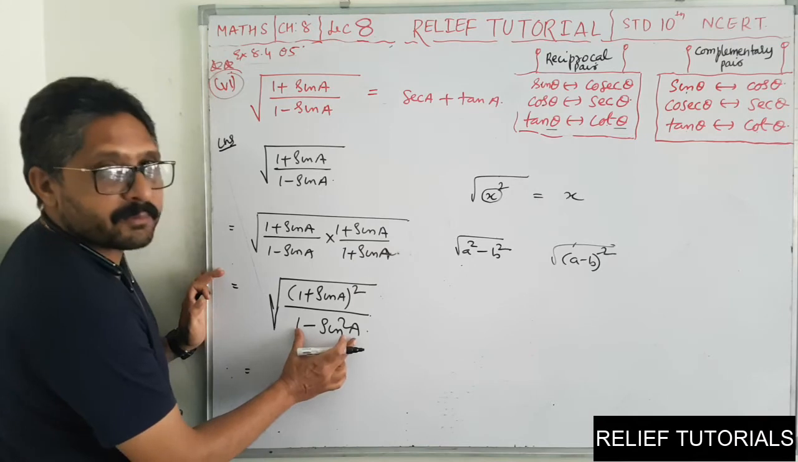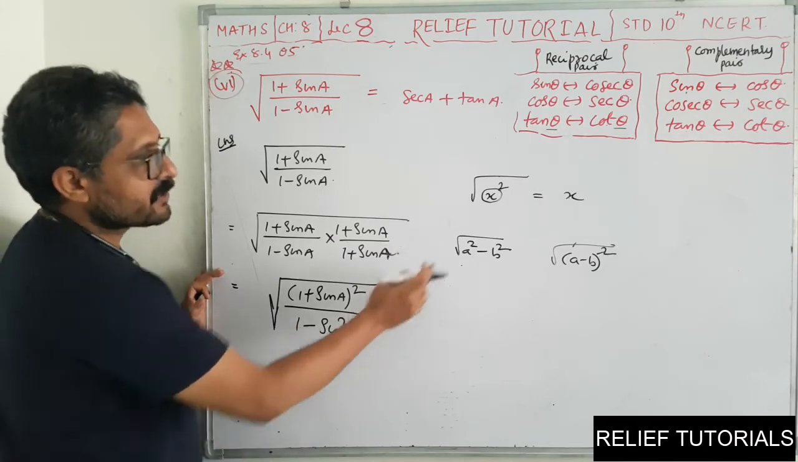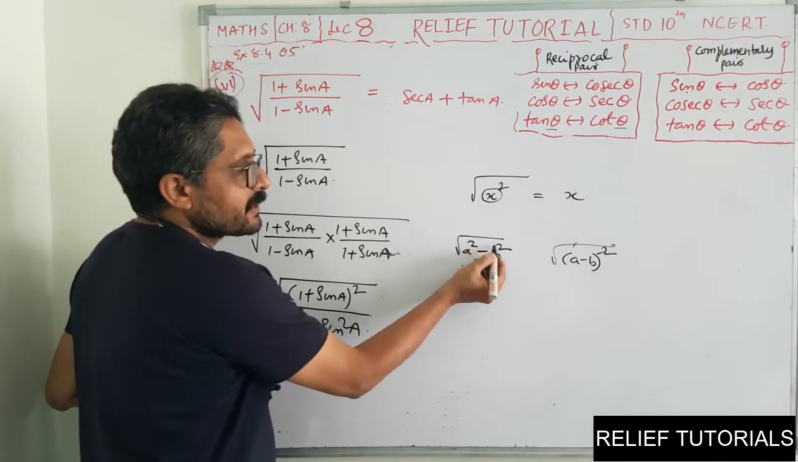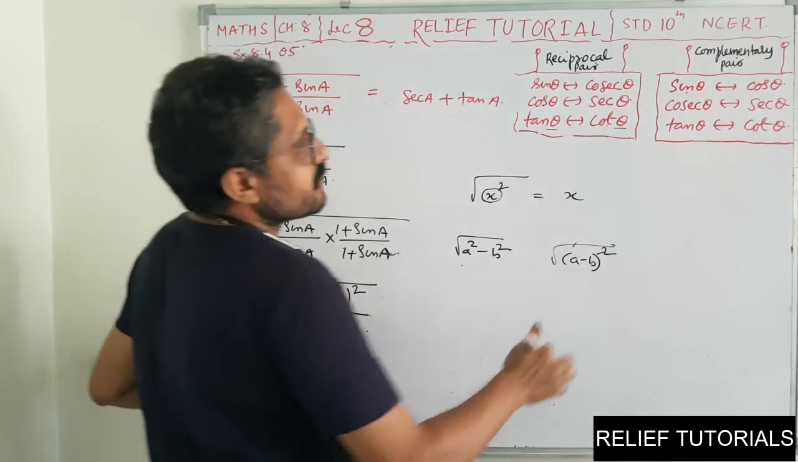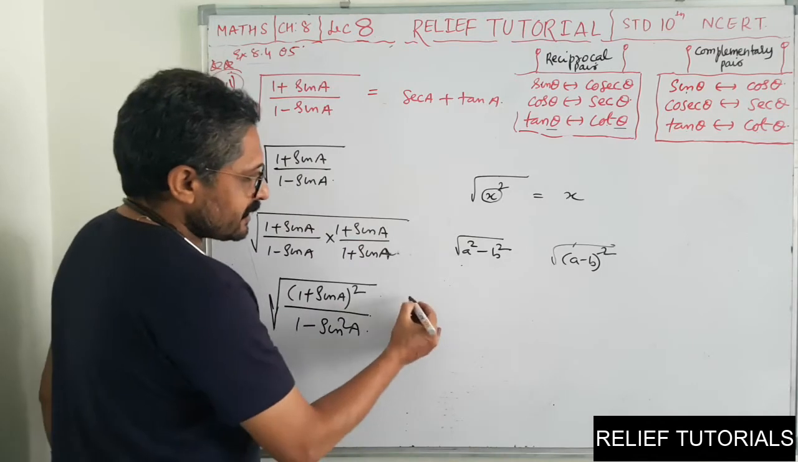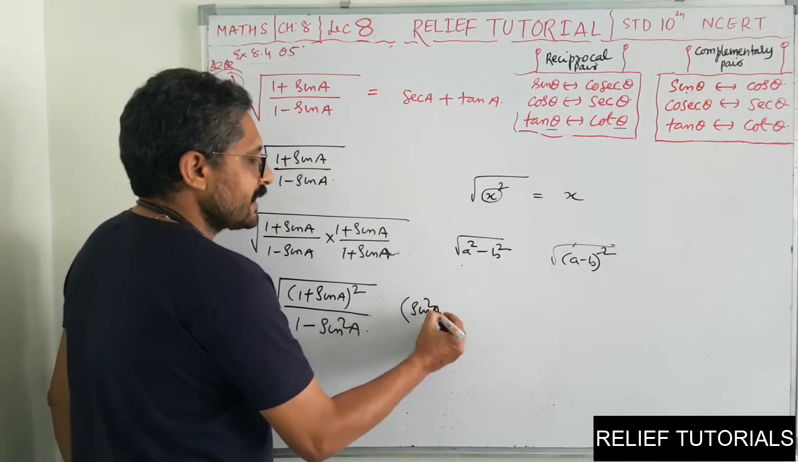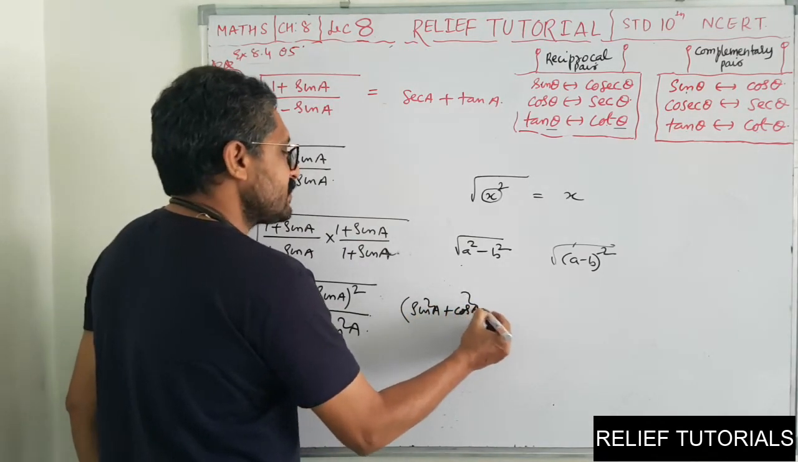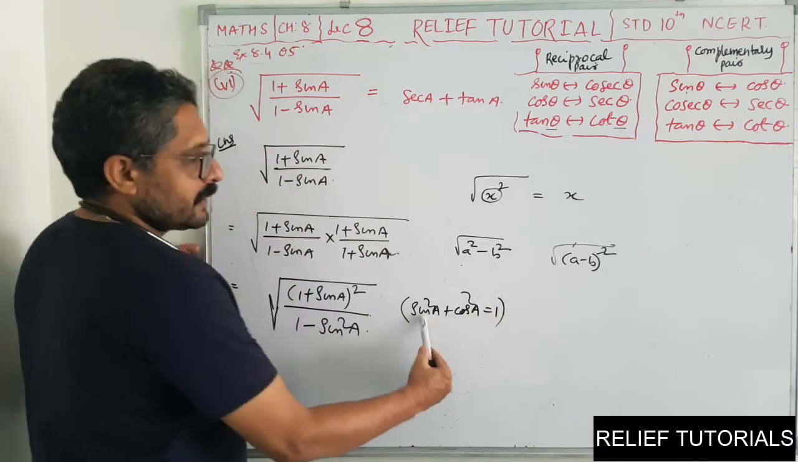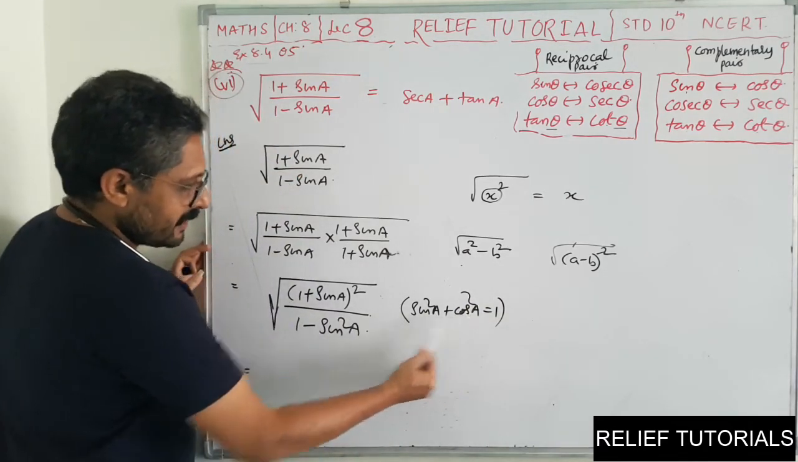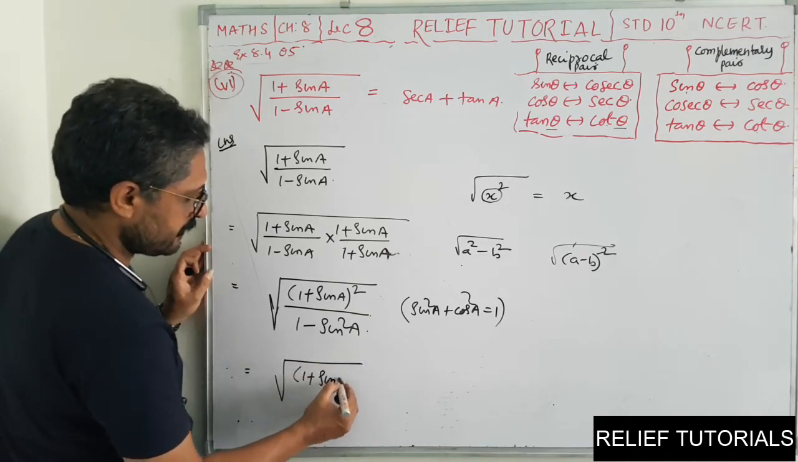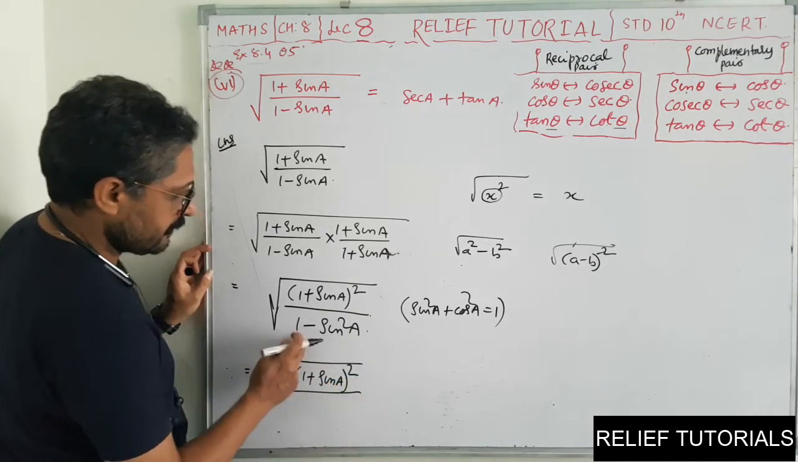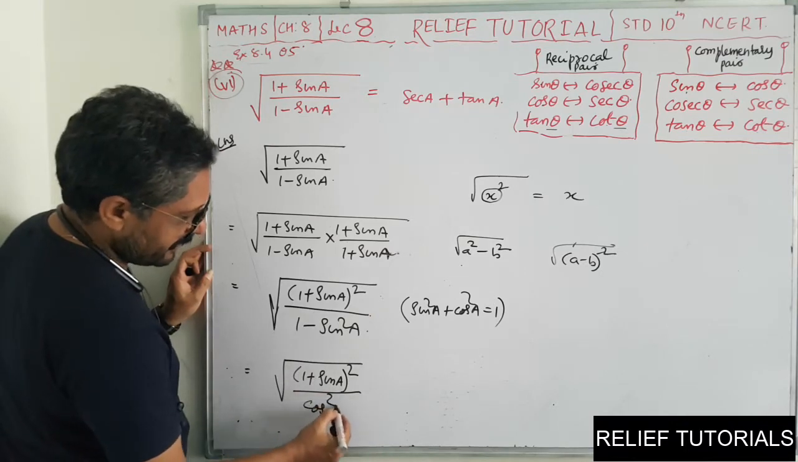But here there is a problem. Here it is a square minus b square, this way. So I can't remove the root. But you think rationally, 1 minus sin square theta. So 1 minus sin square theta is equal to cos square theta. Why? Because you know sin square a plus cos square a is equal to 1. So 1 minus sin square is equal to cos square. So I write cos square a here. 1 minus sin square, so that is now cos square.